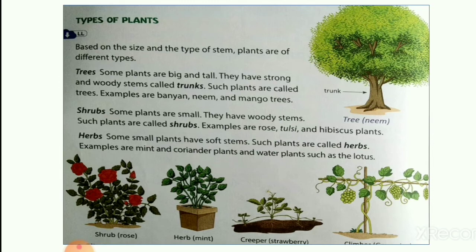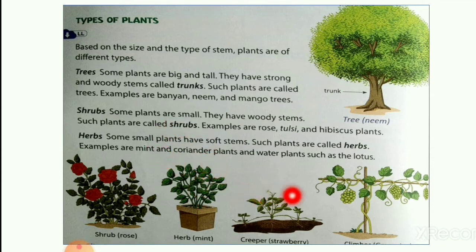Some small plants have soft stems. Such plants are called herbs. Examples are mint and coriander plants and water plants such as lotus. So herbs are small plants and they have very soft stems. If it gets bent, then it will not work properly. Such plants are called herbs. For example, the mint plant is given. You can see this is the mint plant.